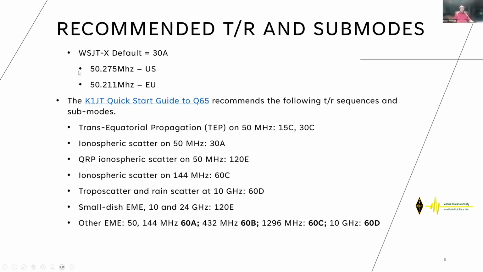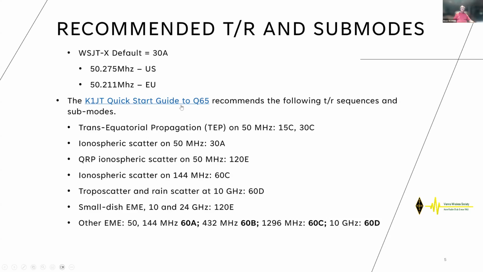For 6 meters, there are two frequencies available. 50.275, which is primarily used in the United States, and 50.211, which is used more in Europe, although I've noticed that it doesn't get as much usage.